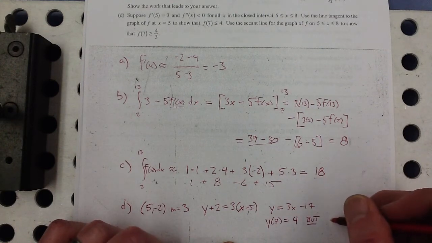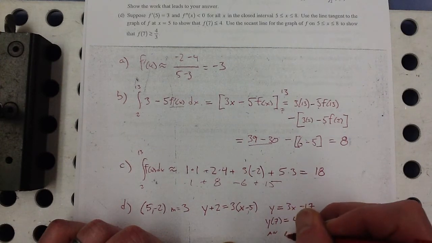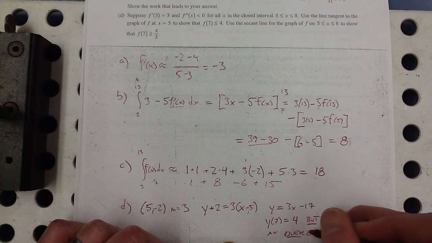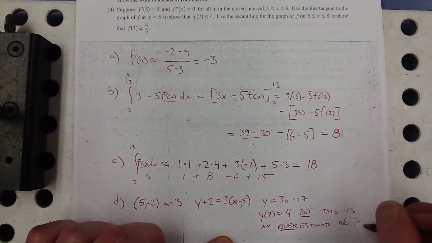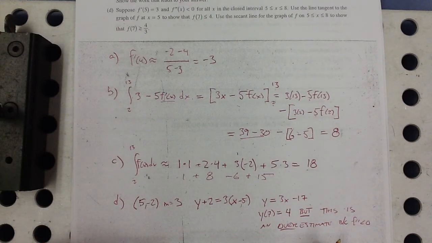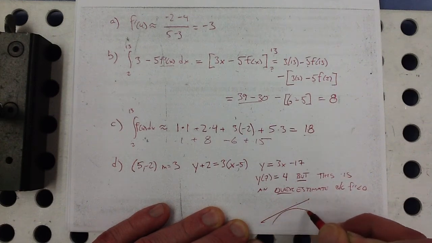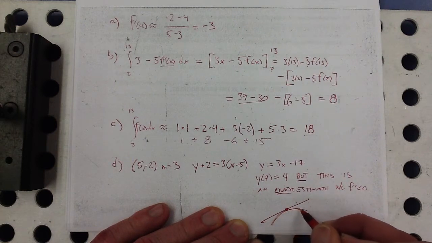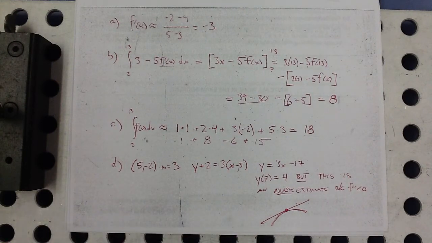But this is an overestimate because the second derivative is less than 0. And if you want to remember a sort of visual for that, if the function's concave down, then its tangent line is always going to overestimate because the function's going to be bending down away from the tangent line. And I think the other part's going to go in a similar manner to this.